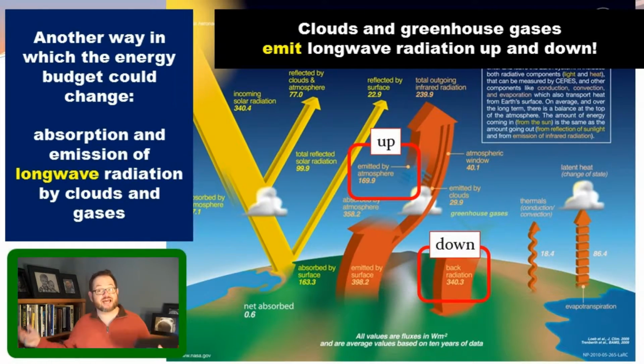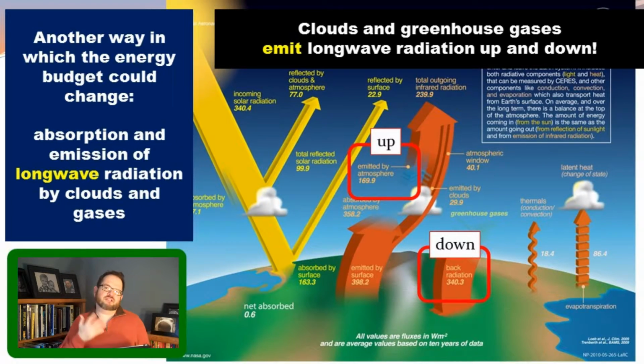They are very efficient at emitting long-wave radiation, and they do so both upward towards space and downward towards the ground. If we know already, because we're bright little environmental science and atmospheric science majors, that these greenhouse gases are part of the story as to what's going on with the energy budget.